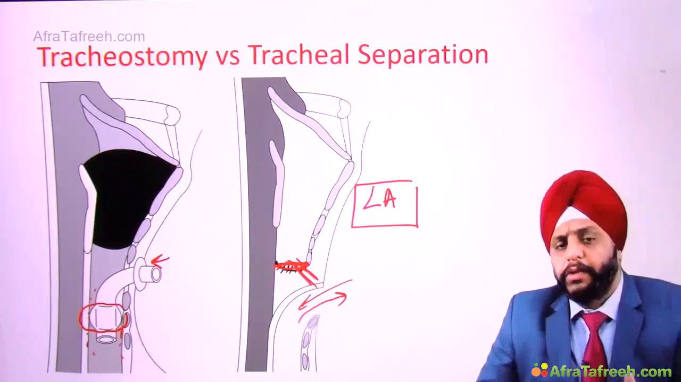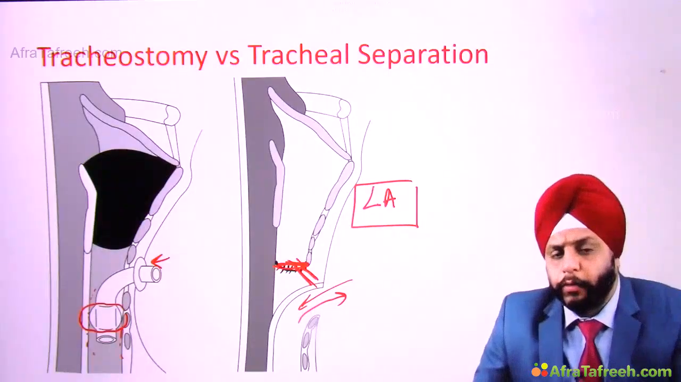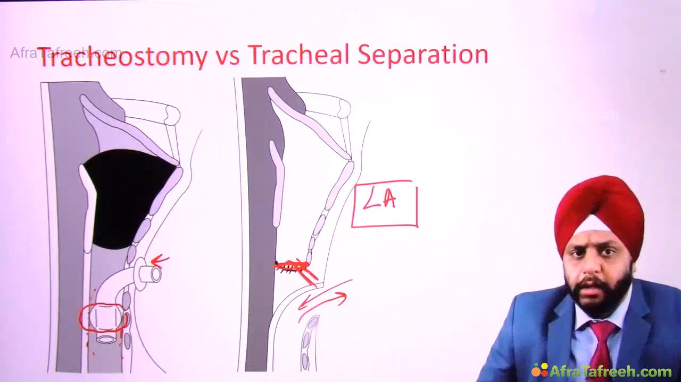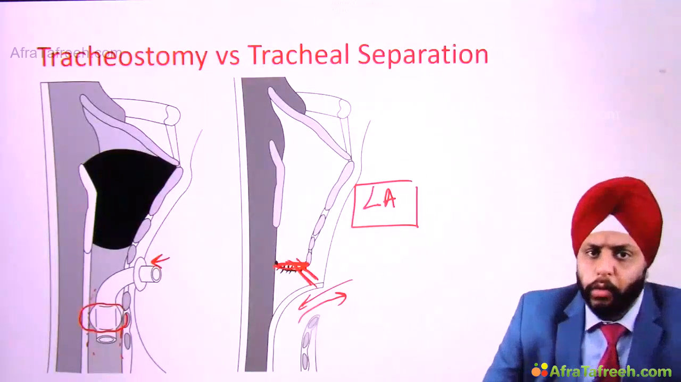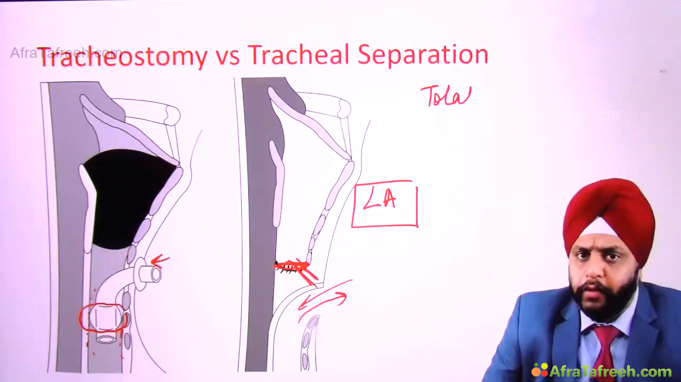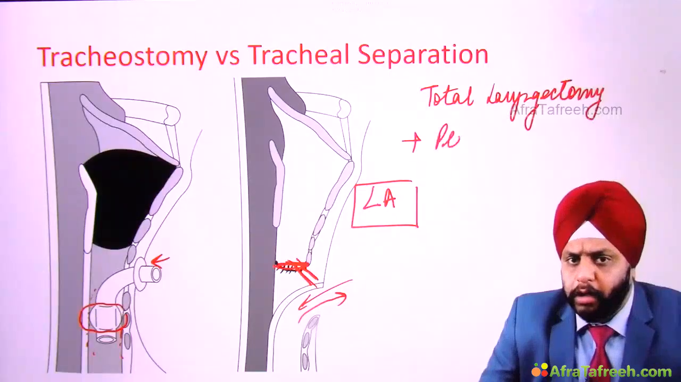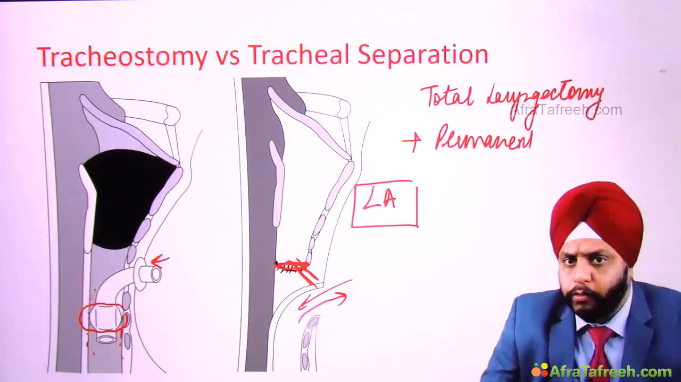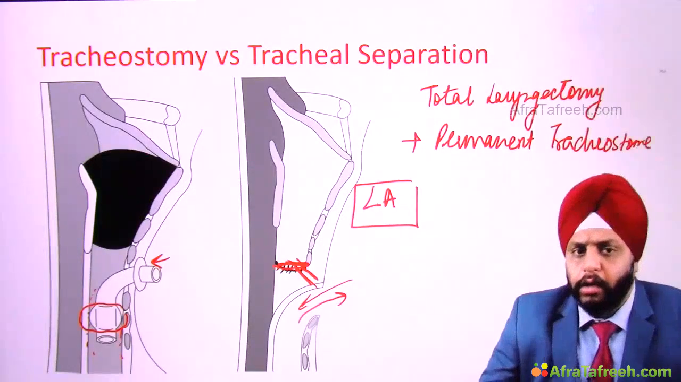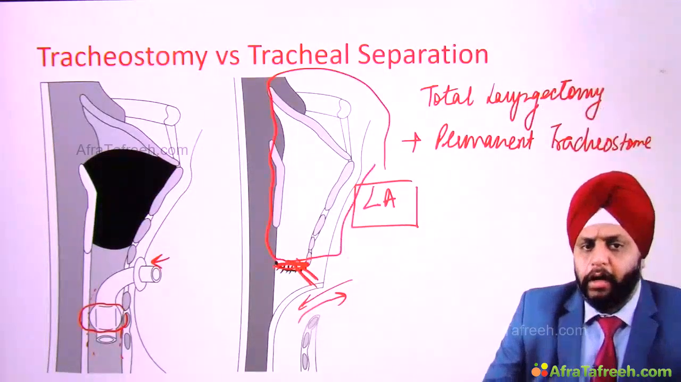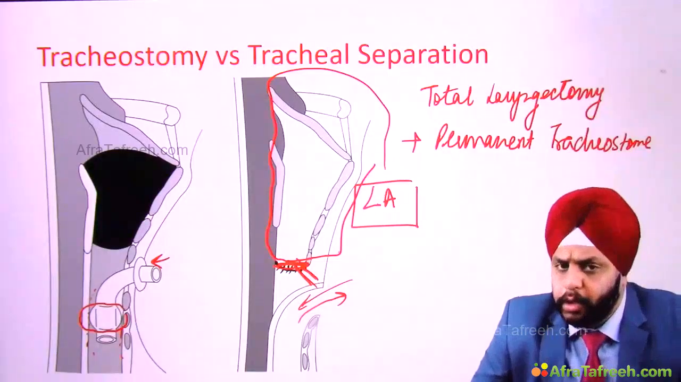Most of these patients are already having a bad chest, so obviously you cannot take them to OT and give general anesthesia. Okay, another possibility, instead of doing a tracheal separation, what we can do is a total laryngectomy, and we can create a permanent tracheostome. So that means instead of just cutting the trachea, you can remove this whole larynx and make a permanent tracheostome.